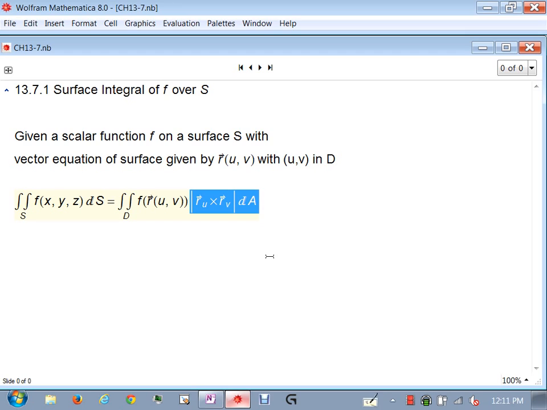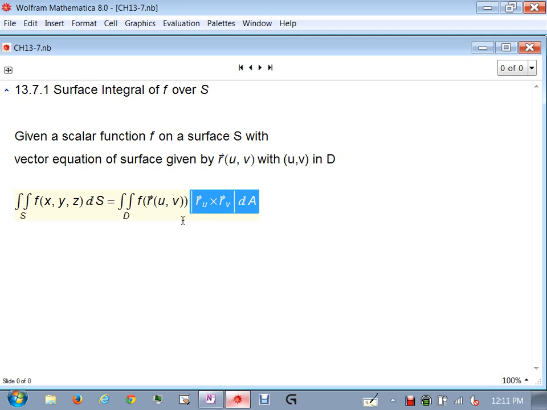That's surface area, which is why that's dS. dS is your infinitesimal surface area. If you go back and look at where we just defined surface area, we said it was a double integral of the magnitude of the cross product, dA. So that's just dS now for us.